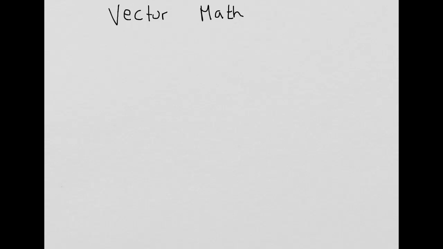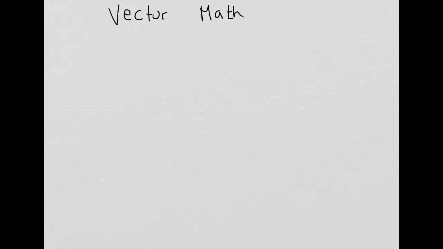So in this video we're going to talk about some vector math. If you remember, in the last couple of videos we talked about differences between scalars and vectors. So let's recall that scalars are just a measure of magnitude and vectors are the measure of both magnitude and direction. When you want to add or subtract scalars, you simply just add the numbers.